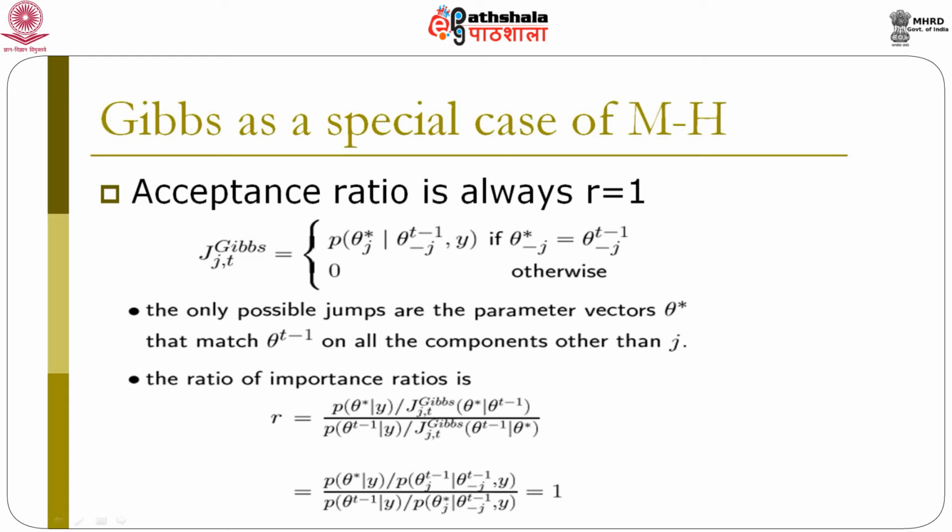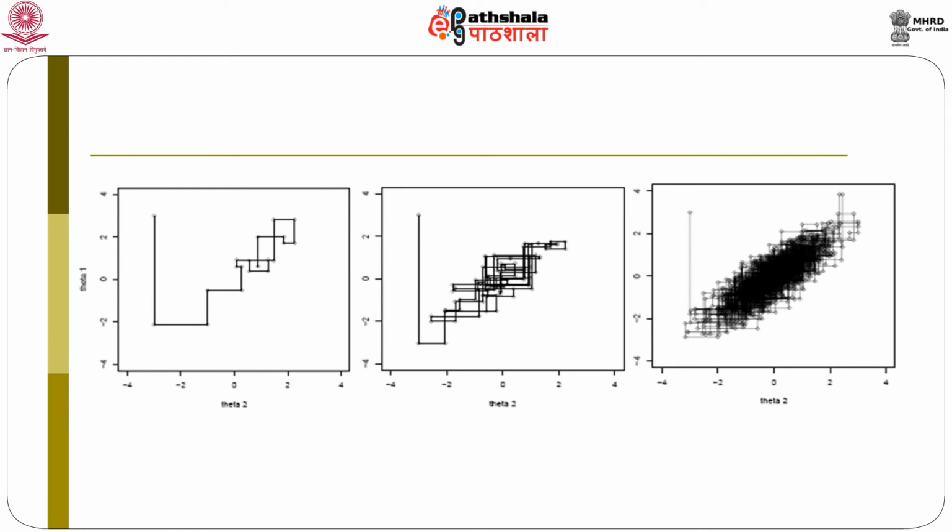Okay. So, the only possible jumps are to parameter vectors theta star that match theta t minus 1 on all the components other than j. If you write the importance ratio following this jumping rule or jumping distribution, you see that this importance ratio turns out to be 1. So, the chance that a sample is accepted is 1. With certainty every observation is accepted. Okay. This is how it behaves.